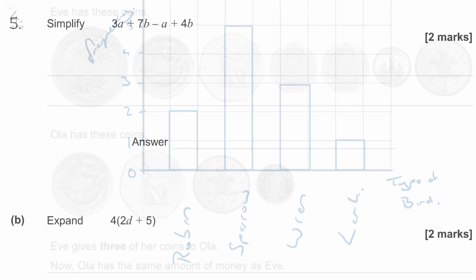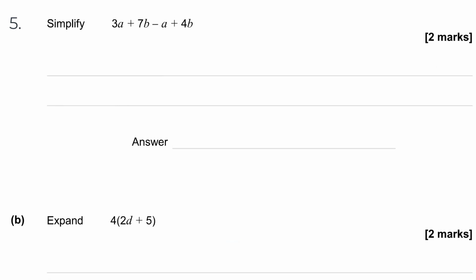Okay, done. Simplify 3a plus 7b minus a plus 4b. Okay, so we need to collect like terms. So we've got terms in a, 3a minus a, and we've got terms in b, plus 7b and plus 4b. Now notice when I highlight those I highlight the sign that goes in front of them, because that is part of what we're doing, isn't it? So 3a subtract a is 2a, and 7b plus 4b is 11b. So we get 2a plus 11b.